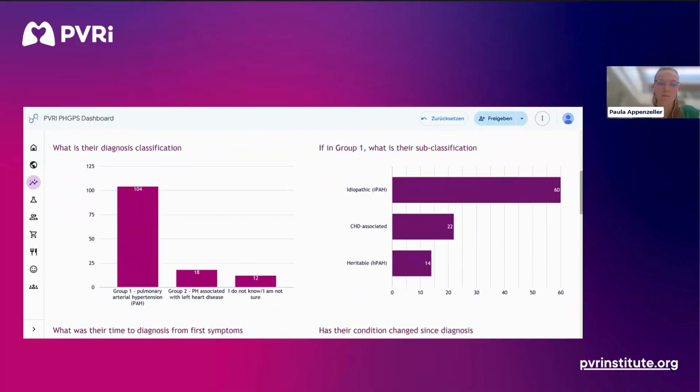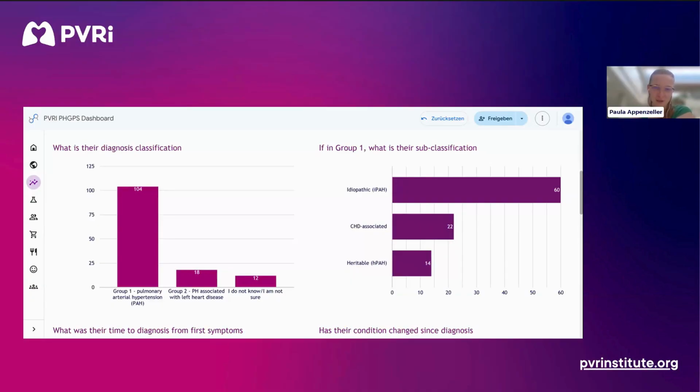We can see that for the pediatric cohort, most of the patients had group 1 PH, and we only had a couple of patients from group 2 PH and some who didn't know their diagnosis. This is now an example of a question you could have. You can see that out of 104 patients with idiopathic PH, 14 had heritable PH for group 1 PH, which is around 7%. Now we might be interested to see how this changes in the adult. I'm sorry, it's 14%.